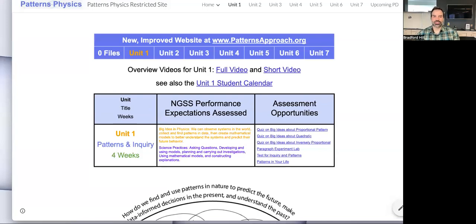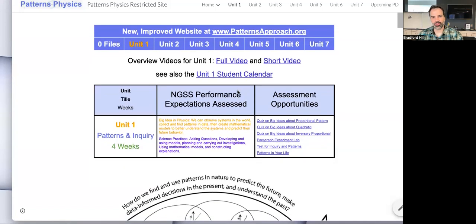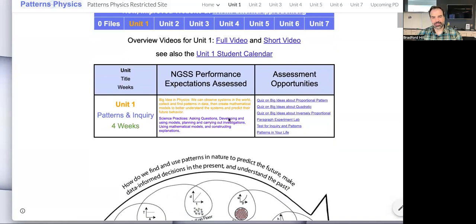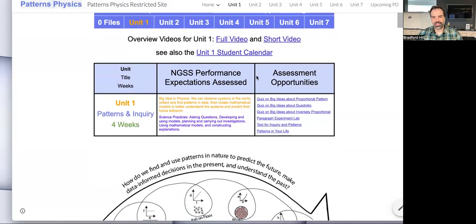All right, welcome to the Unit 1 short overview video. So here we are on the website showing the teacher calendar. Videos right here, student calendar as a starting place if you want to use that with your own website. Here is that overview of the performance expectations and assessment opportunities in Unit 1.